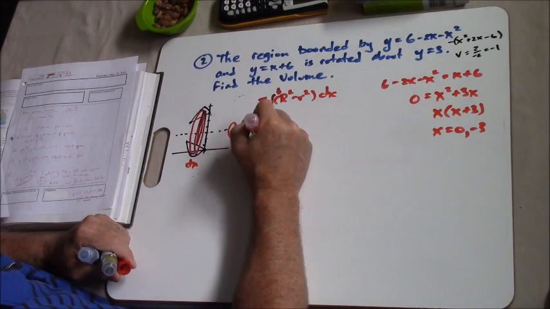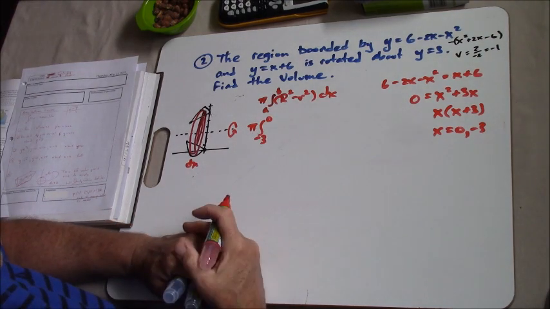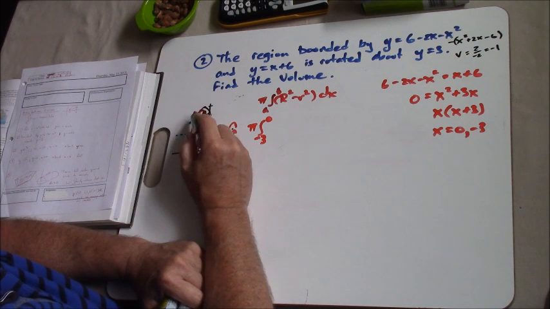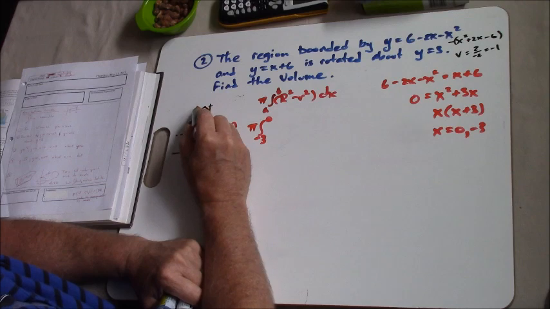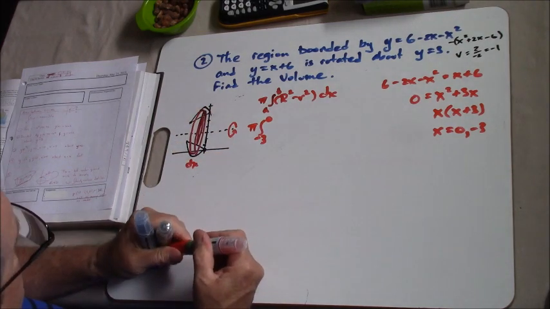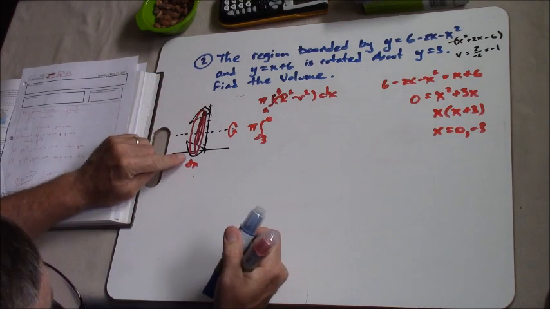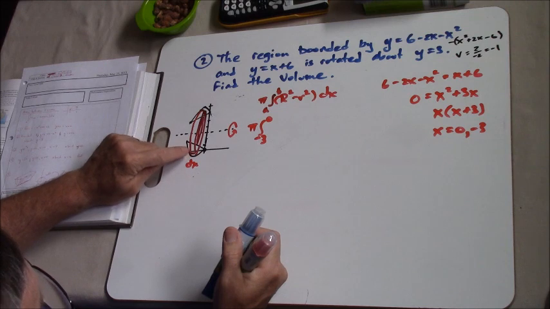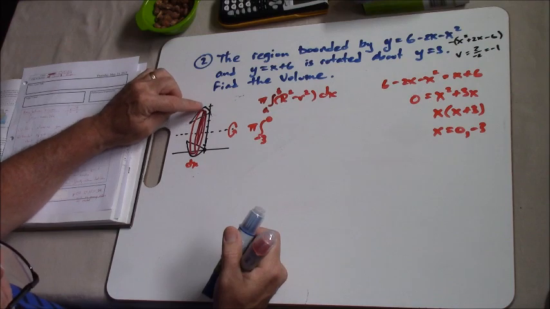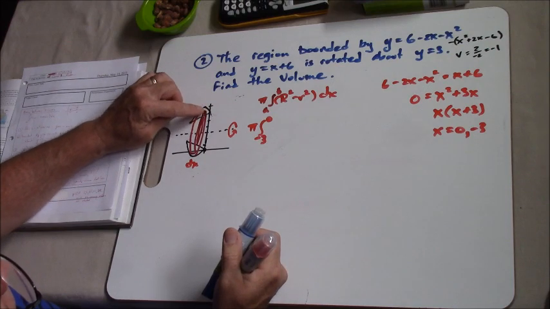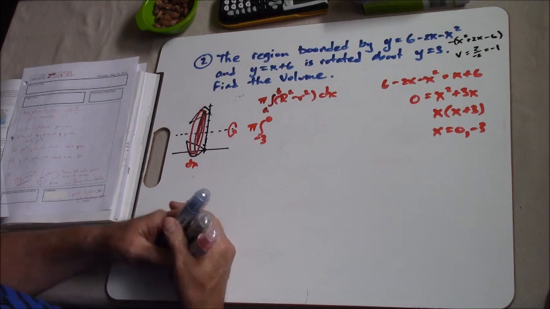So I've got pi times the integral from negative 3 to 0. And then I need my big radius squared. So the equation that's farthest from our axis of rotation is the parabola, the upside down parabola. Also remember, this is the original part right here, not this. This is what we got from rotating this thing around the line y equals 3. So when I figure out the radius, I want to make sure I use something from up here.